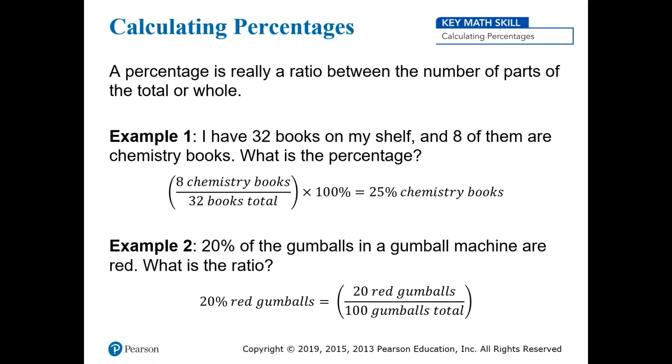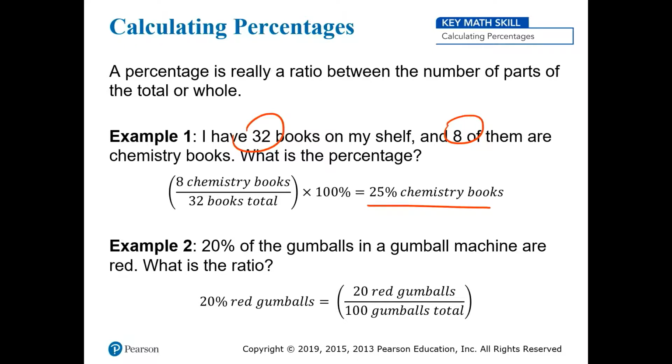For example, if 8 out of the 32 books on my shelf are about chemistry, you take the 8, which is the part, and divide it by 32, the total, to come up with 1/4, or 0.25, as the fraction of books that are about chemistry. Multiply that by 100, and you find that 25% of the books are about chemistry.